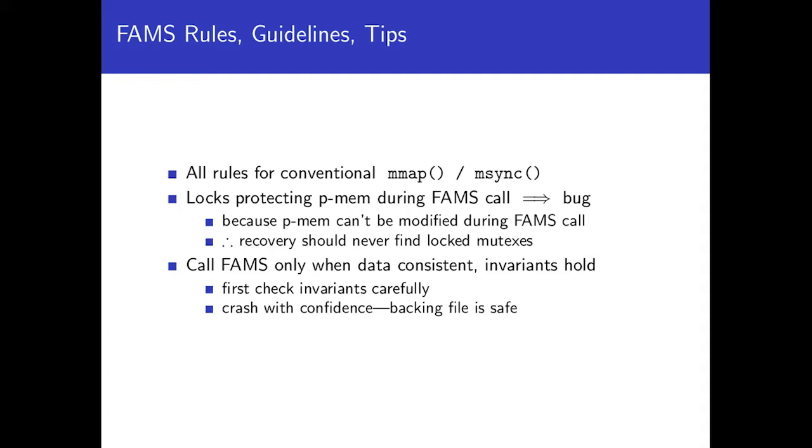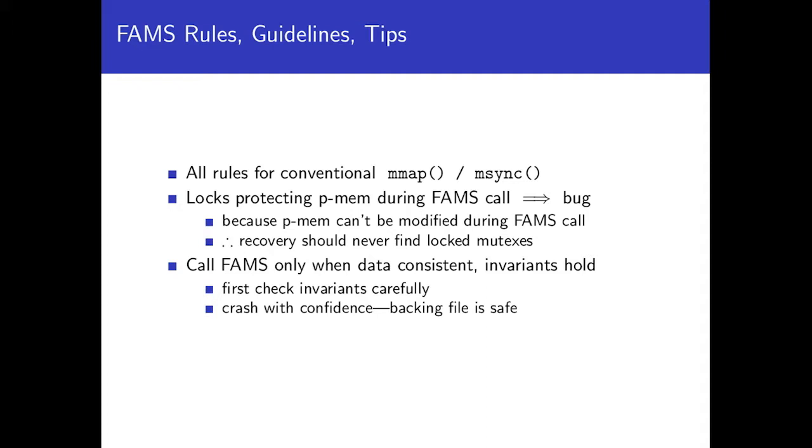Okay? So if you're writing code in the persistent memory style using failure atomic msync for crash consistency, you have to follow all the rules that you had to follow when you were using conventional mmap and msync. If you're using some sort of lock-like mechanism to protect persistent memory, when you call failure atomic msync, those locks protecting persistent memory had better be unlocked, otherwise you've probably got a bug, because the same rule applies as before. During an msync call, no thread may be modifying the in-memory image. That would be erase. So upon post-crash recovery, you should never find embedded in persistent data any mutexes that are locked.